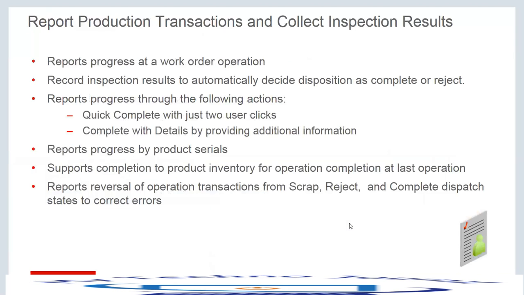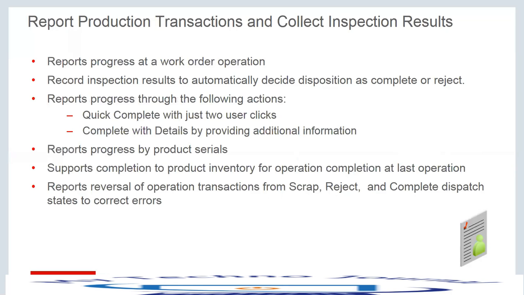So as I said, to perform the transactions using the dispatch list, there are two ways. One is quick complete. With 2 clicks, you can complete an operation. The other is complete with details, which gives more additional information, wherein you have control if you want to make any changes to the components or resources. You can do that before performing the transaction. But in case of quick complete, you will not have any control. Just with 2 clicks, whatever data is there, it just consumes, charges the resources, and completes the operation.